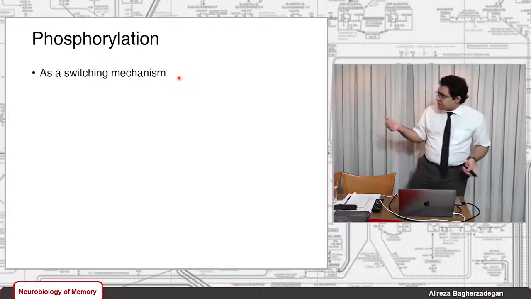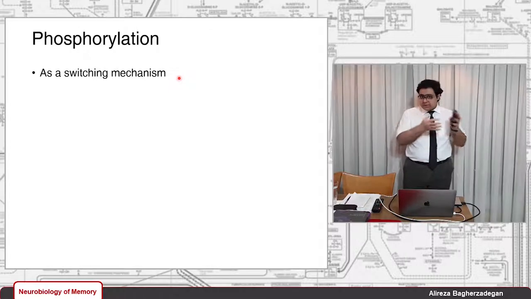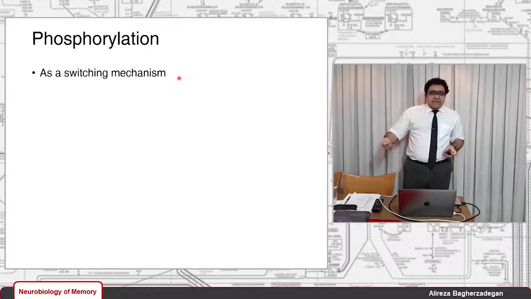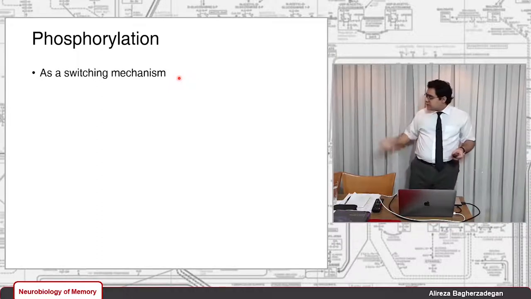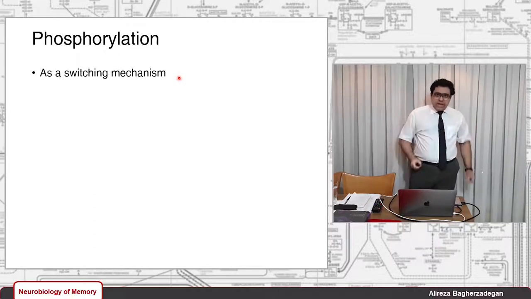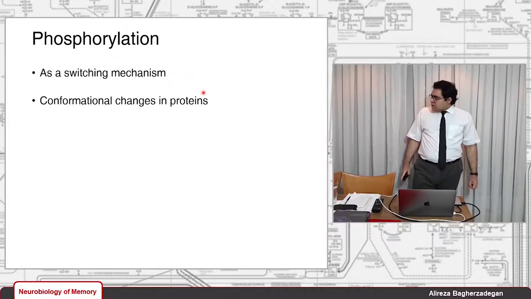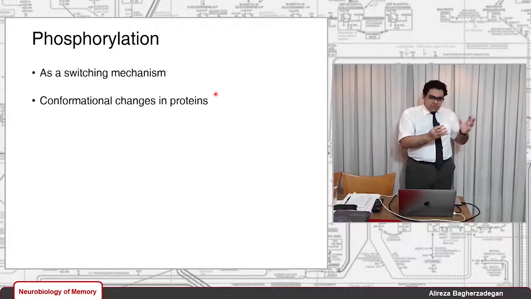So phosphorylation works as a switching mechanism. That means that the addition of that extra phosphate to that molecule may, in some cases, activate that molecule, and in some other cases, deactivate or inactivate that molecule. Switch that molecule on or switch that molecule off. This is what I mean by the fact that phosphorylation can act as a switching mechanism. But why? Why does just adding a phosphate group to, for example, a protein or enzyme activate or deactivate it?